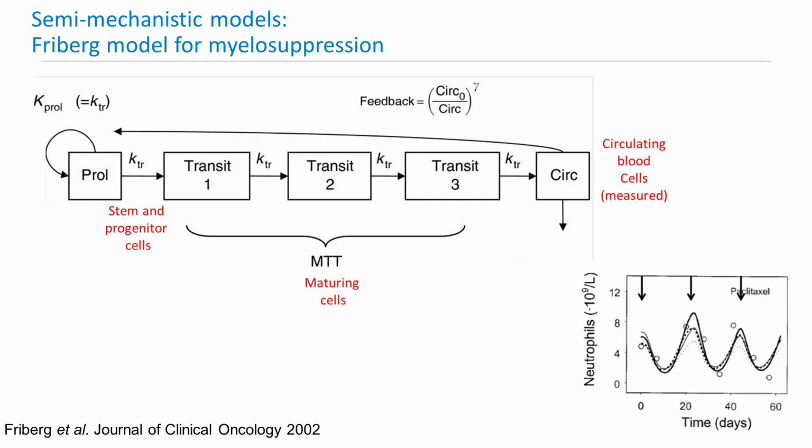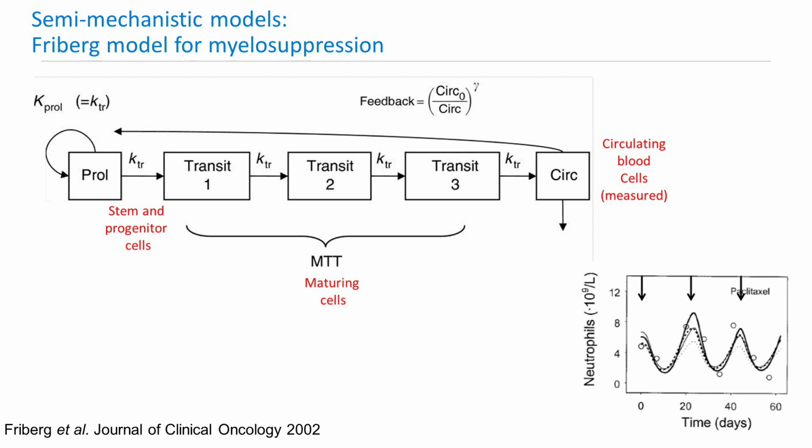Another semi-mechanistic model that is often used in the oncology space is the Friberg model for myelosuppression. It's named for its author, Lena Friberg. This model establishes a relationship between drug concentrations and myelosuppression, which is dose limiting for many anti-cancer drugs. So the model looks rather complicated, but it's actually fairly simple. It's got three components. One is a proliferating compartment that is sensitive to drugs, and we'll talk about that part in a moment. There's three transit compartments that represent maturation as a function of time, and then there's a compartment of circulating blood cells. And those circulating blood cells feed back to the proliferating compartment.